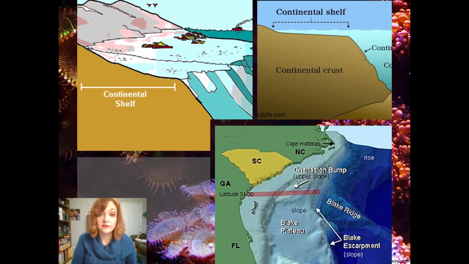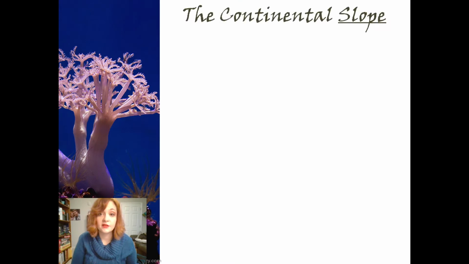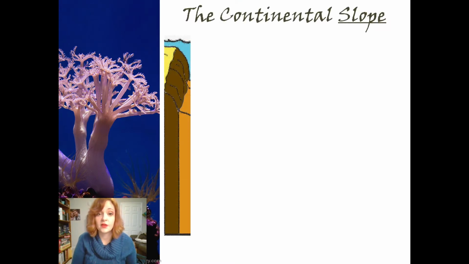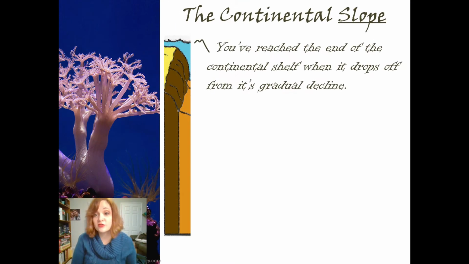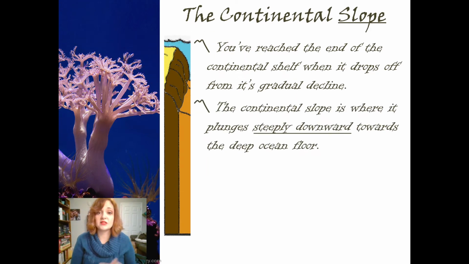Into our next part, the continental slope. So our continental slope is where it drops off from the shelf. And it's a very drastic drop off. It's very steep. It's almost like a plummet, like a roller coaster, like one of those really high ones, and it just goes down really fast. That's what the continental slope is like.